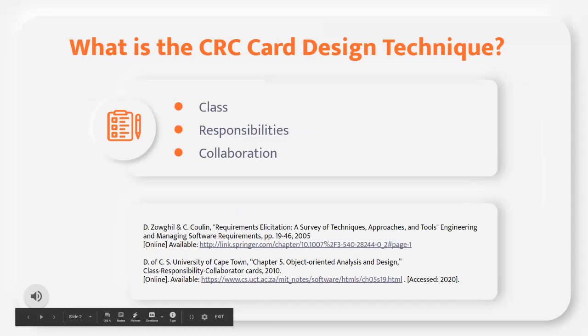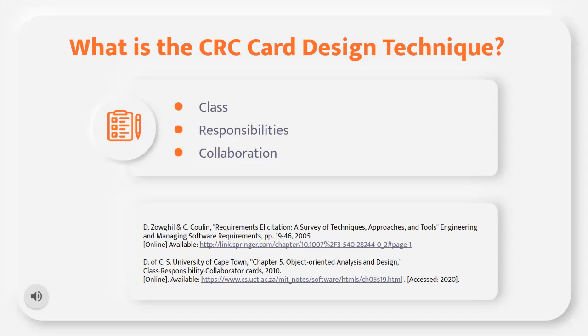The CRC in CRC cards stands for Class, Responsibilities, and Collaboration, or Collaborator. It is based on the elicitation technique of card sorting. The main focus with CRC cards is figuring out the objects that will be created in an object-oriented software program. They are best used during the analysis and design phase while classes are still being discovered.